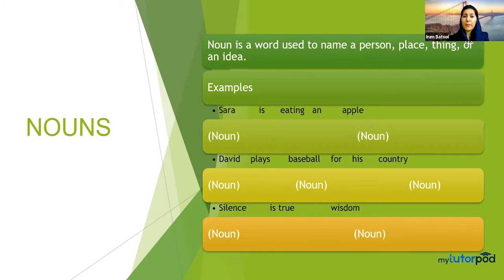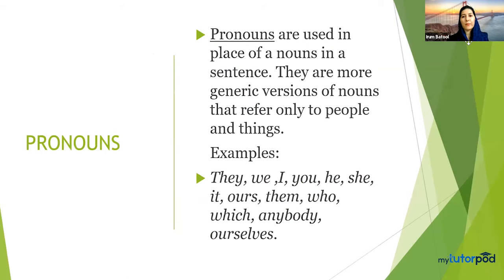Silence is true wisdom. In this particular sentence, silence is a noun and wisdom is also a noun. Now, if we look into the words like Sarah, apple, David, baseball, country, silence, wisdom, all these words are nouns. They are used to represent persons, places, things, and ideas.